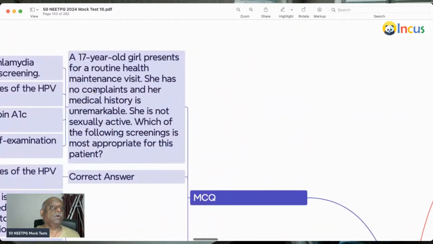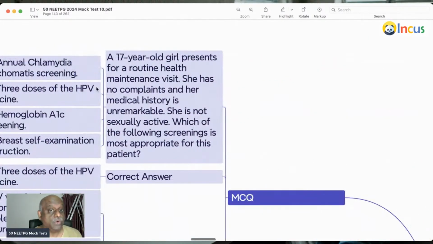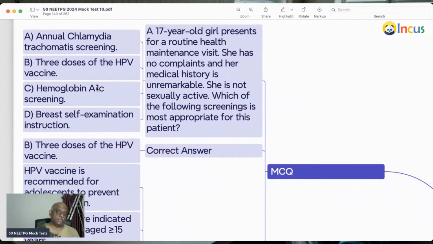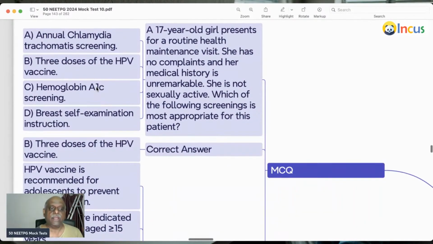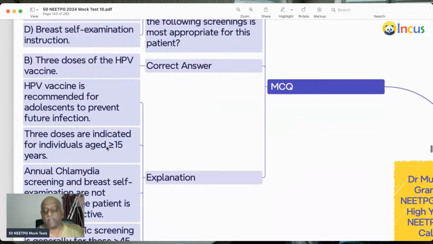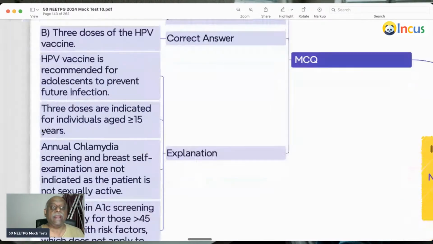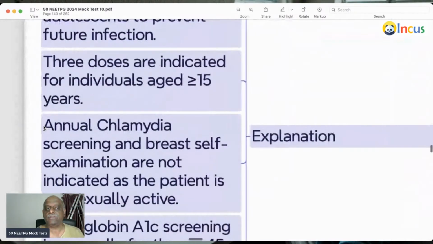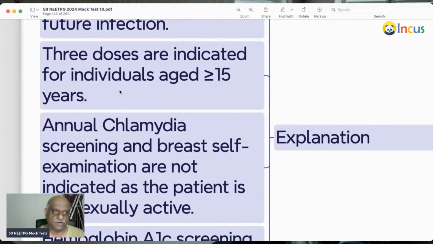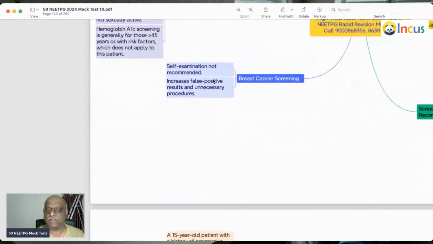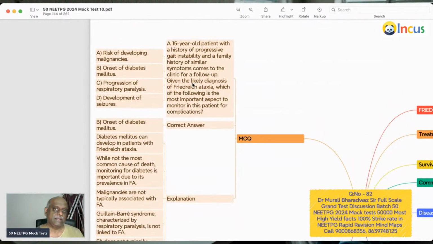A 17-year-old girl, she has no complaints and her medical history is unremarkable. She is not sexually active. So HPV vaccine is recommended to adolescents to prevent future infection. How many doses, doctor? 3 doses. 3 doses are indicated for individuals aged more than 15 years, is what you need to remember.